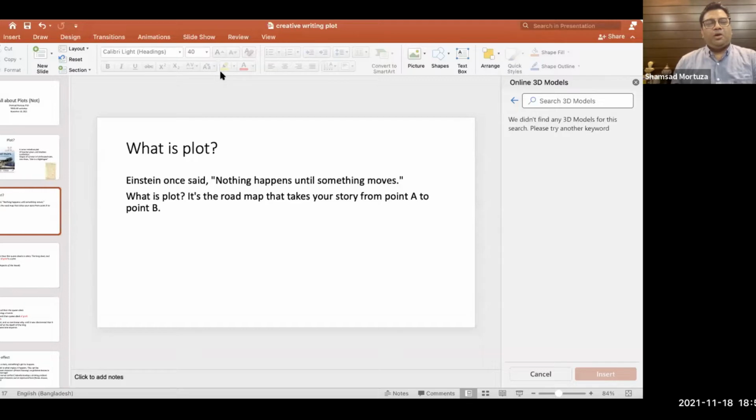Right. Now, do you have any comment at this point in time? If you think that nothing happens until something moves, a story needs to move in order to be a story. So the journey from point A to point B. Do you all agree?